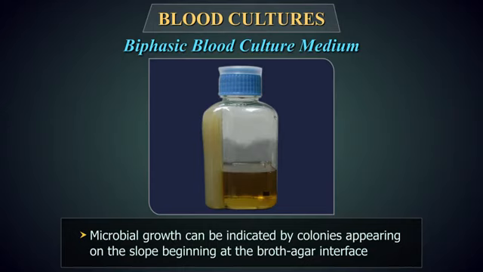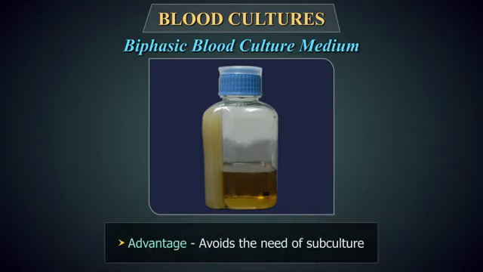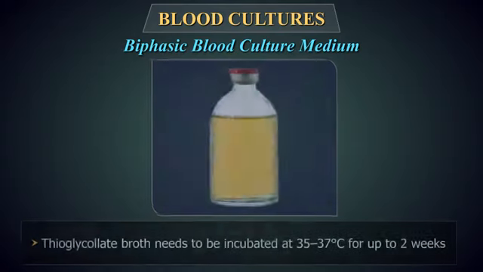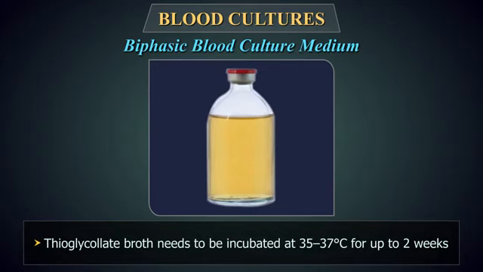Microbial growth can be indicated by colonies appearing on the slope beginning at the broth-agar interface. The advantage of this method is that it avoids the need of subculture, hence reducing the risk of contamination. Diphasic medium should be incubated at 35 to 37 degrees centigrade for up to 7 days. A longer incubation period should be allowed when endocarditis is suspected. Thioglycolate broth needs to be incubated at 35 to 37 degrees centigrade for up to 2 weeks.